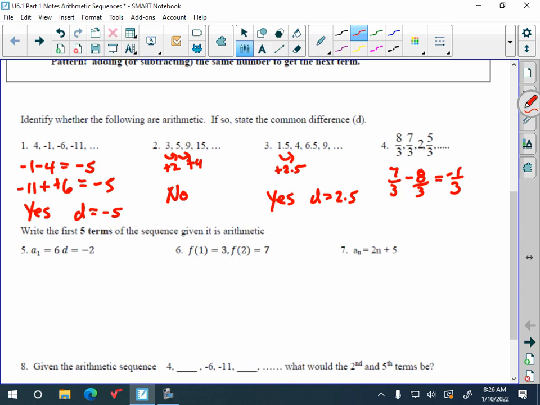Let's say I took 5/3 and subtract off 2. Again, your calculators will do it all for you, but if not, you need a common denominator, which would be 3, so you'd have to multiply top and bottom by 3. So then this is 6/3. So 5/3 minus 6/3 is negative 1/3. It's the same answer, so that means it is arithmetic, and the D value is negative 1/3.